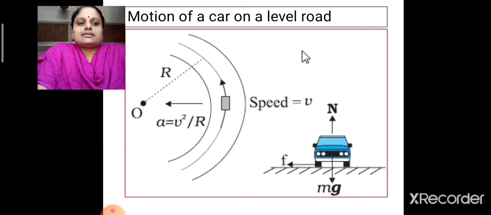Let us suppose that a car is moving through a curved surface on a leveled road. We know if m is the mass of the car, its weight mg will be acting downwards, and an equal and opposite reaction force, which is denoted as normal reaction N, will be acting opposite to the direction of the weight mg, and the frictional force F will be acting towards the center of the circular path in order to provide the necessary centripetal force.